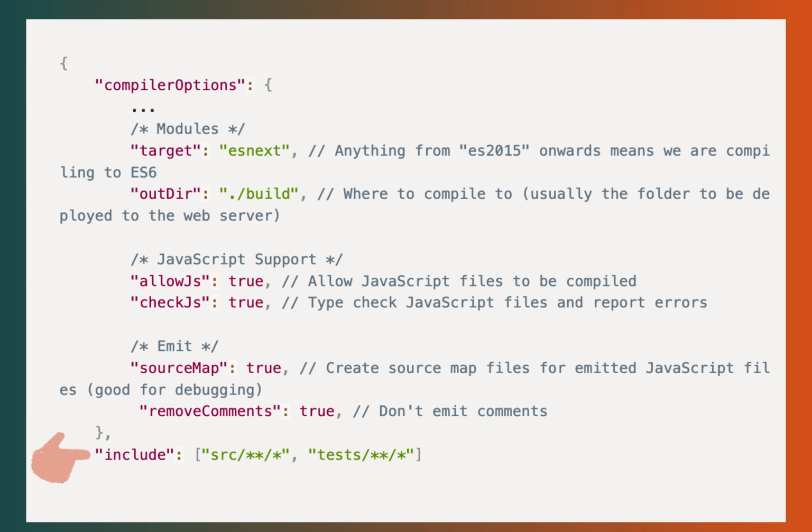include specifies an array of file names or patterns to include in the program. These file names are resolved relative to the directory containing the tsconfig.json file. In our example, we have added the src and test directories and are using a glob wildcard pattern to include all the descendant files.